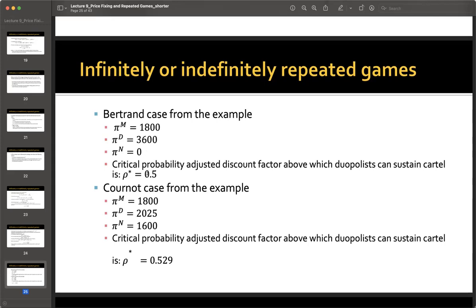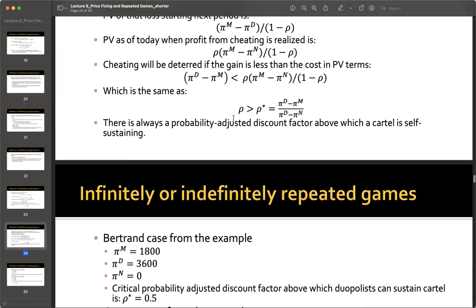But from the simple Bertrand example, it will be a little easier to sustain it because the probability that rho is greater than 0.5 is just a little bit higher than if the rho is greater than 0.53. Remember, the actual rho is determined by industry-specific factors, right? Rho is P times R. And R is just the discount factor of money. And then P is industry specific in that it's possible that certain coordination will end, the game itself will end at probability P.